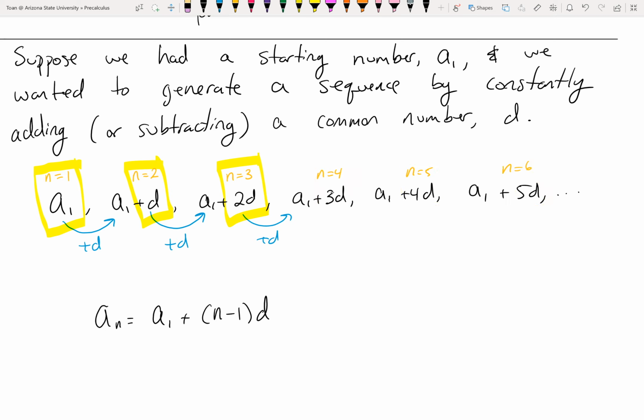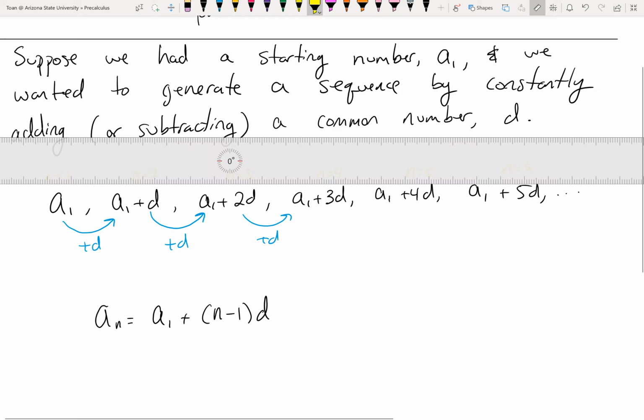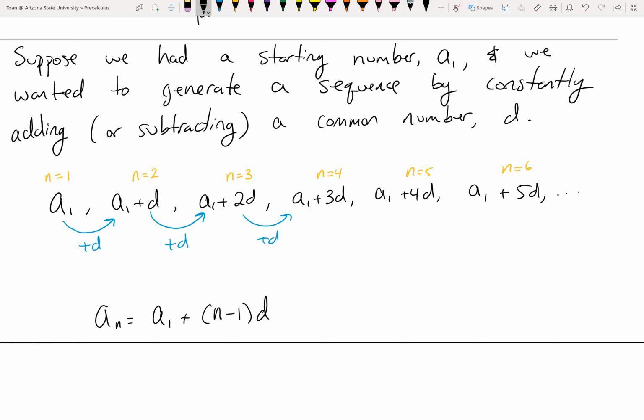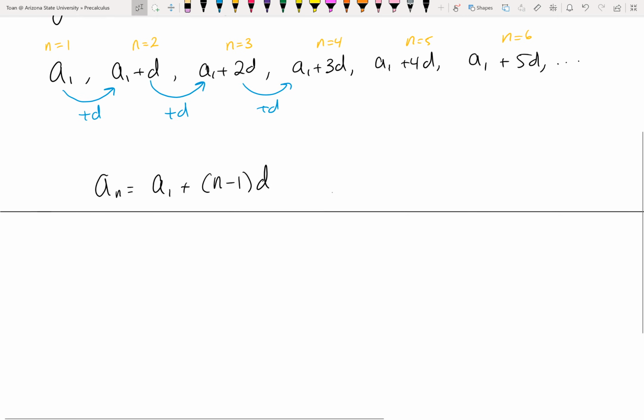So there we have it. We have the structure. We have the equation for every single pattern that behaves in this manner: starting with a number and then constantly adding the same number over and over again. Patterns that exhibit that behavior, patterns that are just constantly adding, or subtracting in the case of negatives, are called arithmetic. So this is the definition of an arithmetic sequence.